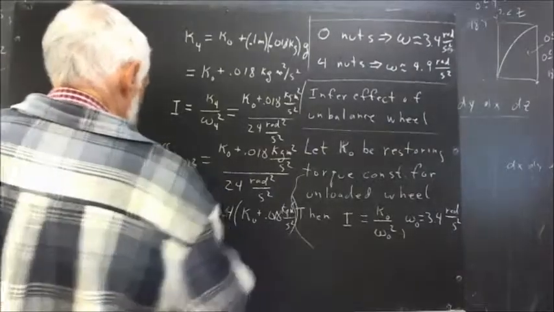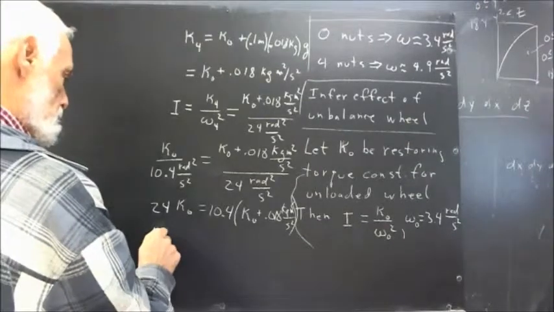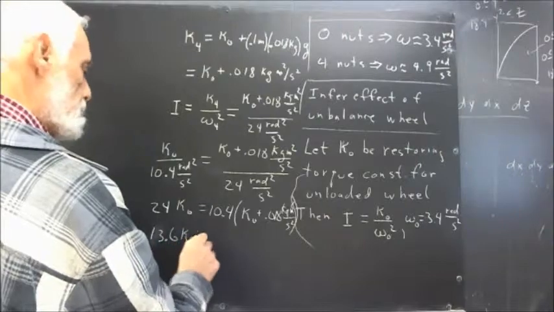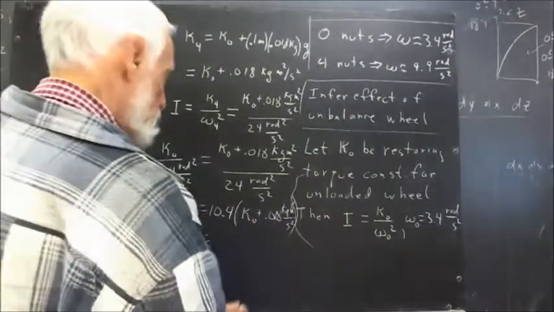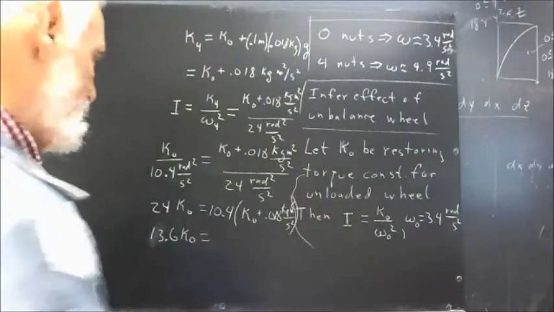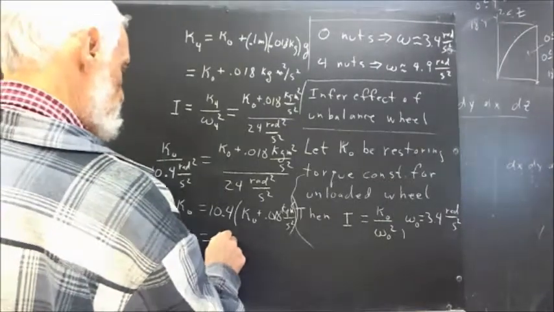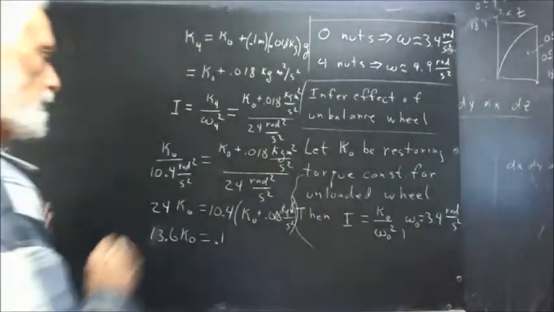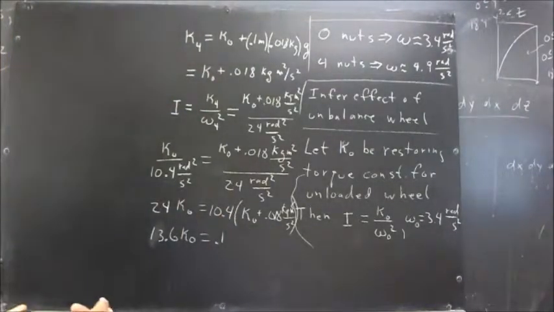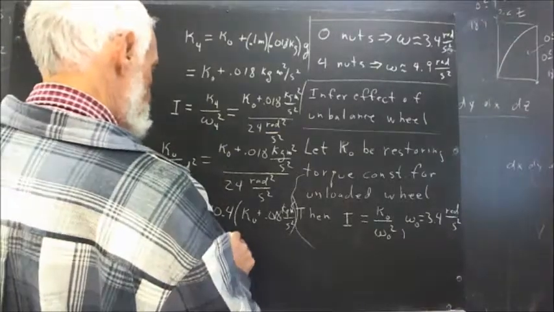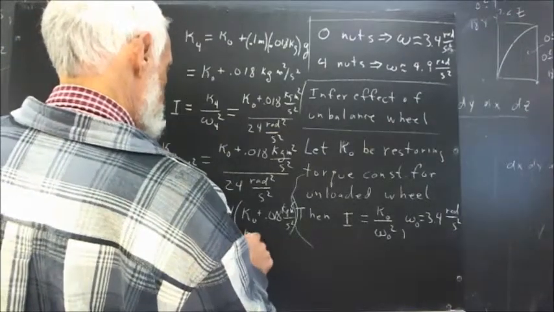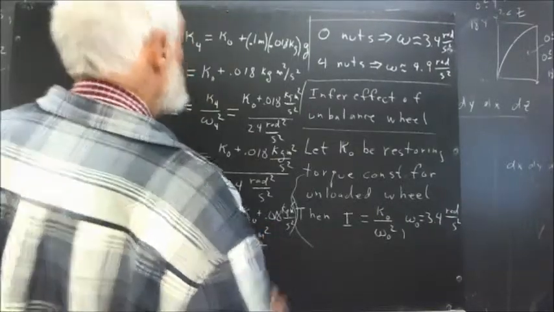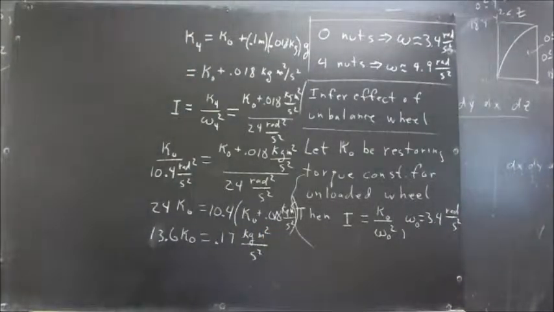13.6 kappa naught equals 10.4 times 0.018. That's going to be something on the order of 0.18, but then less 4%, which would be less like 0.07. I'm just going to say that's about 0.17 kilogram meter squared per second squared.